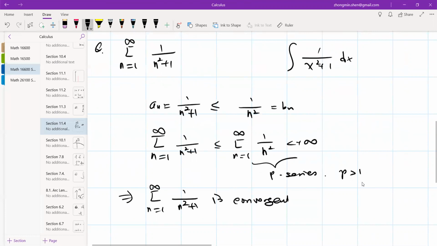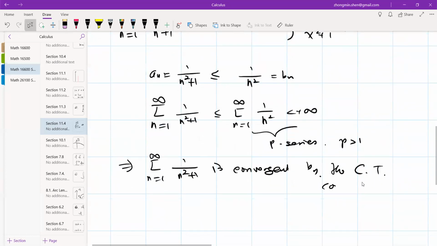Okay, and you can say that by the comparison test. We should always mention which one you're talking about: comparison test. I already gave the argument, but if you don't want to give an argument, then you have to mention by the comparison test.